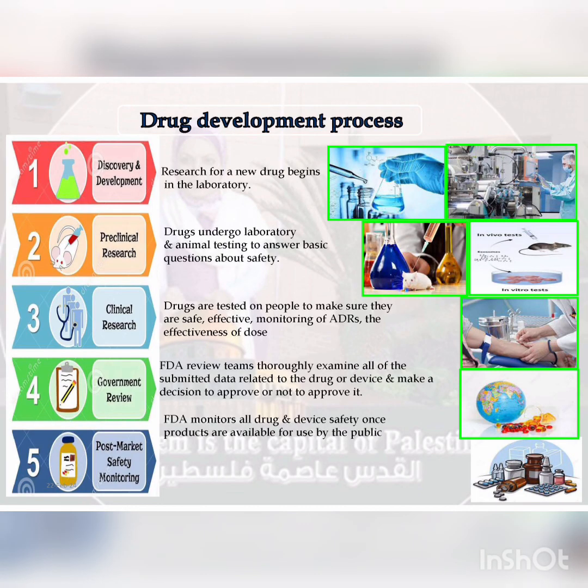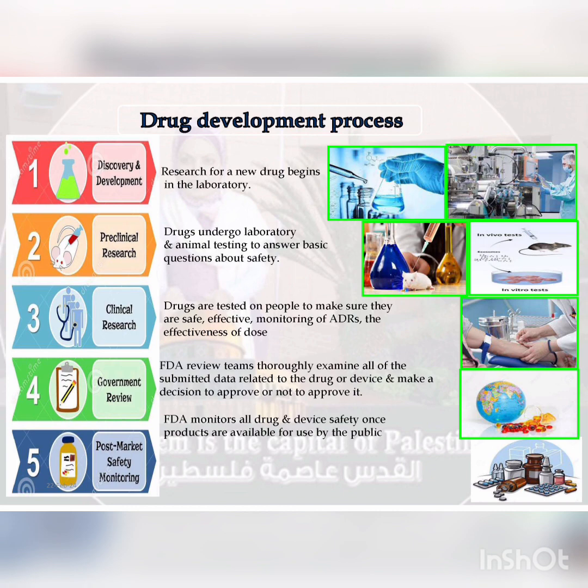As a conclusion for the drug development process, the first step is discovery and development. In this step, the research for a new drug begins in the laboratory. Step number 2, the preclinical research. Drugs undergo laboratory and animal testing to answer basic questions about safety.